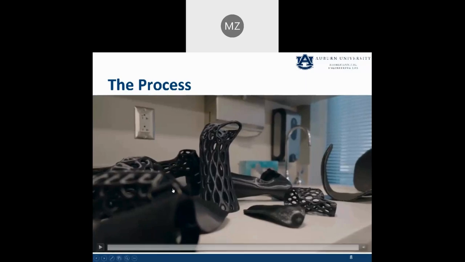Okay, so the main thing I want to point out as you see this video is the change in the amount of time that it takes for us to 3D print these. I mentioned before that some of these devices were taking nearly 30 hours to print, which is a long time. And if you consider the use of this technology in a medical setting, that's not ideal.